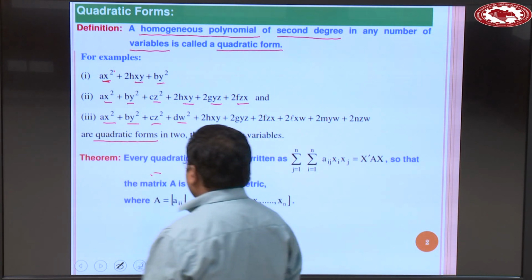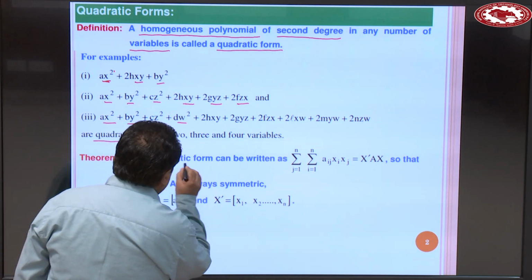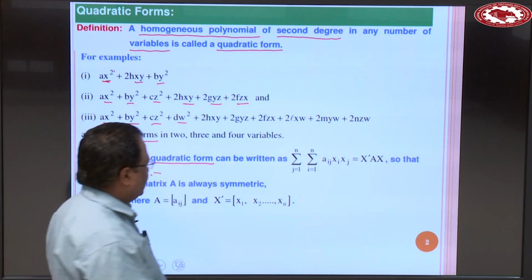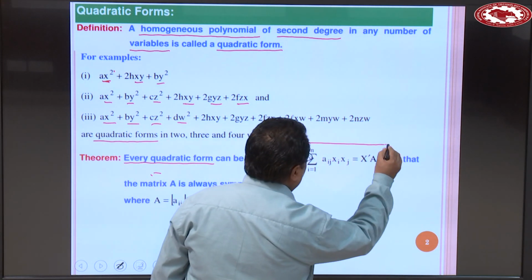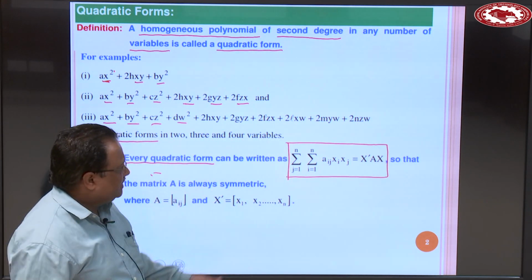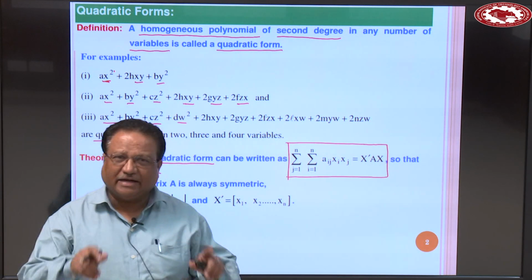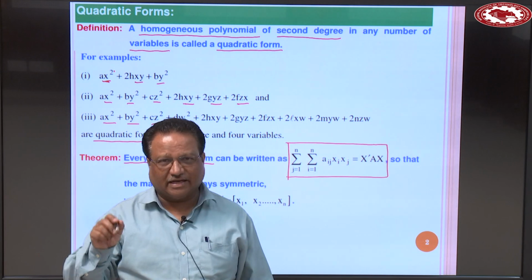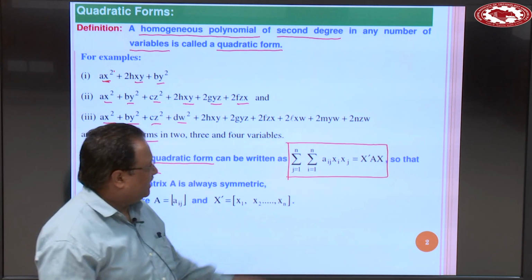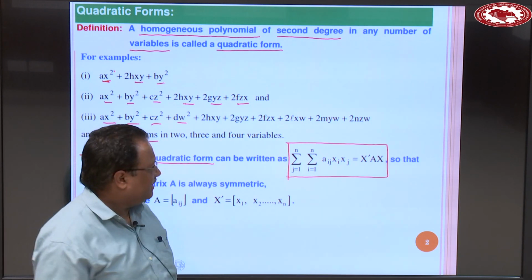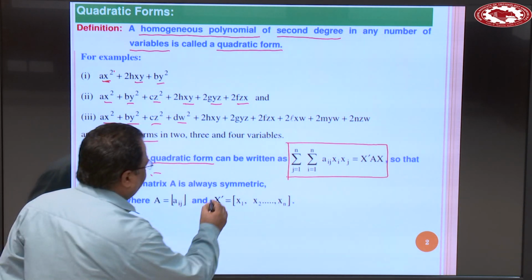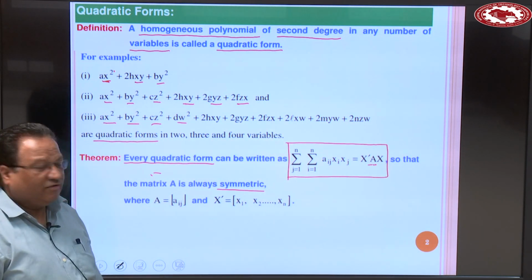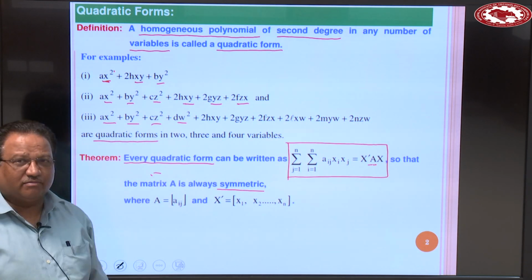So, we have one result. Every quadratic form, all these types of quadratic forms, can be written like this: x dash Ax. Here A is a matrix and x is the column x1, x2, x3, x4 and so on, and x dash is the transpose of x, so that the matrix A is always symmetric. We can find this matrix from all these quadratic forms.